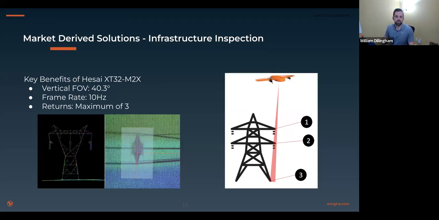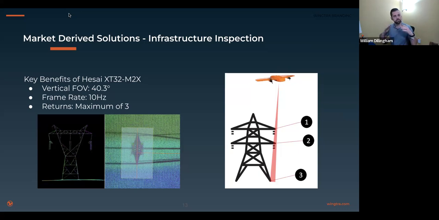And this is really because of a number of different parameters, but for the Wingtra LiDAR solution, we see the largest benefits in the large vertical field of view, a fast frame rate or update rate of the rotating laser head inside, and the fact that it has a maximum of 3 returns. The large vertical field of view means that there are limited gaps in data coverage. As we saw in the previous slide, there were some holes when you built out that map.